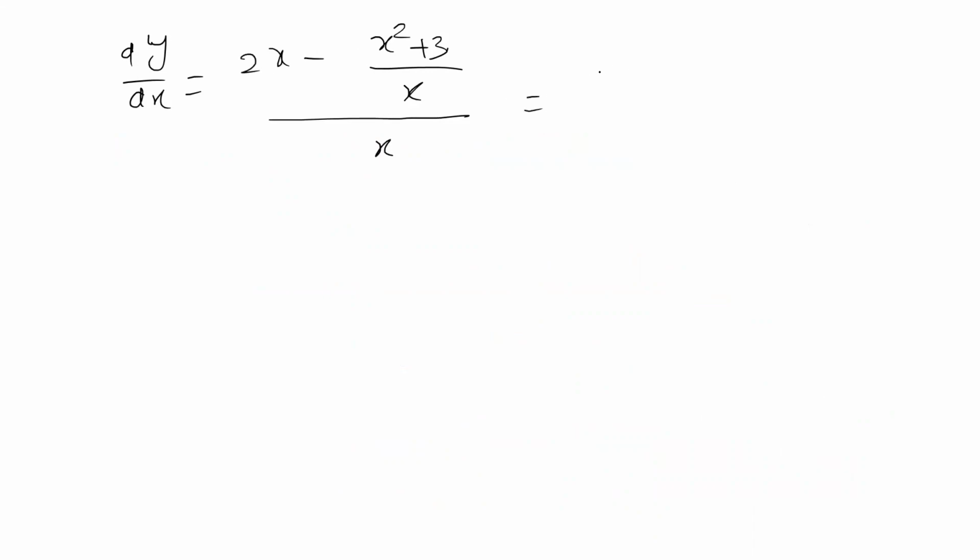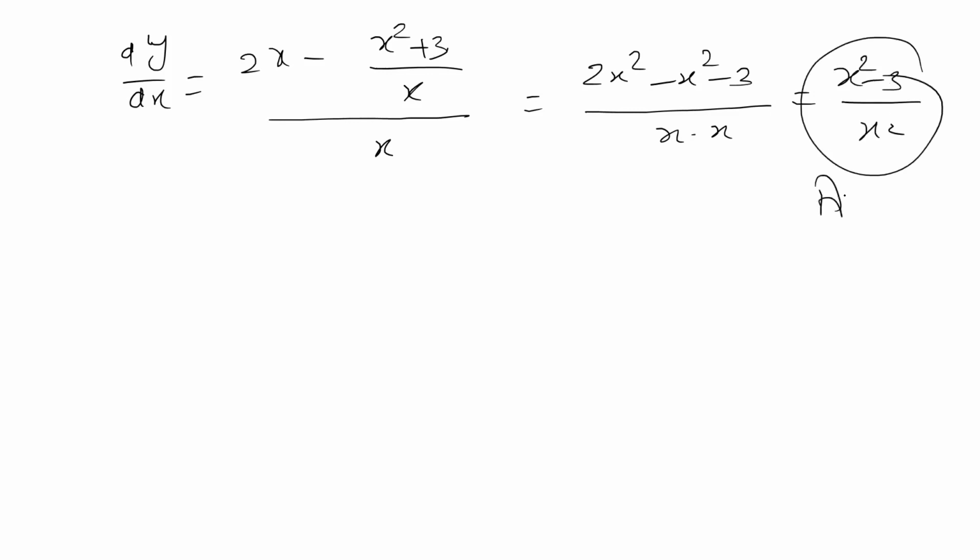We go to next page. Then dy by dx is equal to (x minus x square plus 3) by x, into x. Here is, I think, 2. No? Then just simplify it. Then 2x square minus x square plus 3 by x into x. Then you will get (x square minus 3) by x square. This is also the same answer as earlier, we got (x square minus 3) by x square.